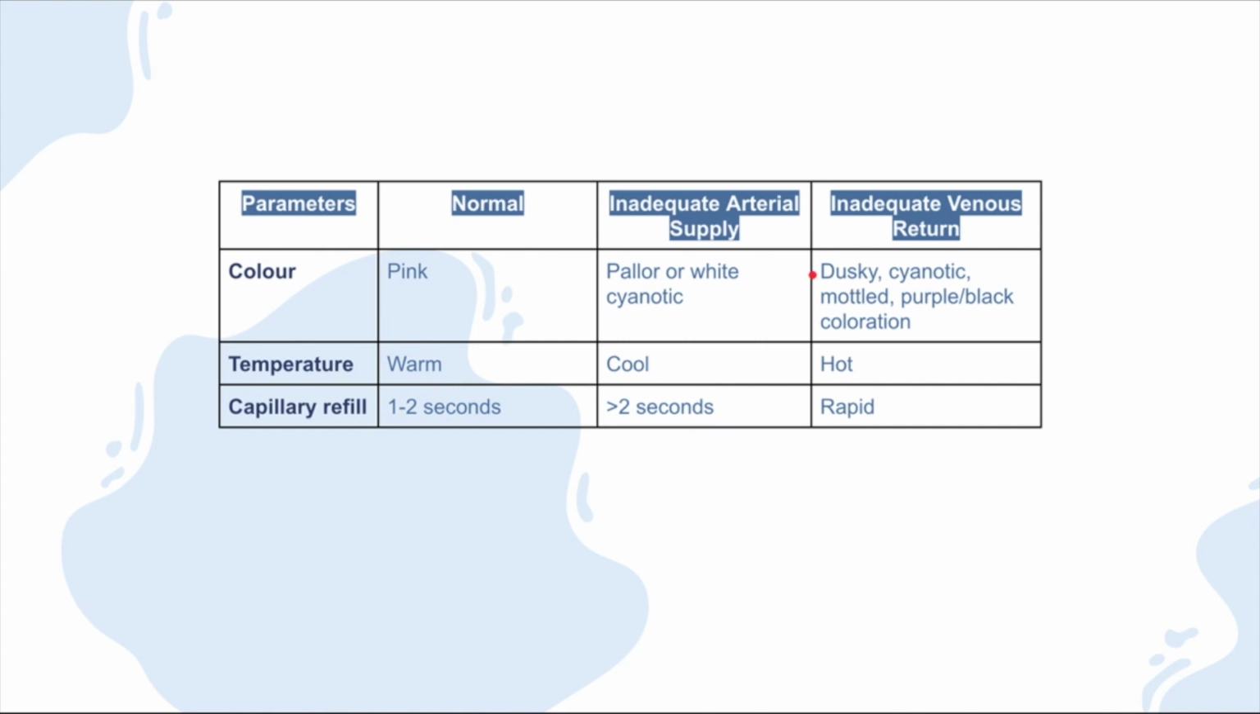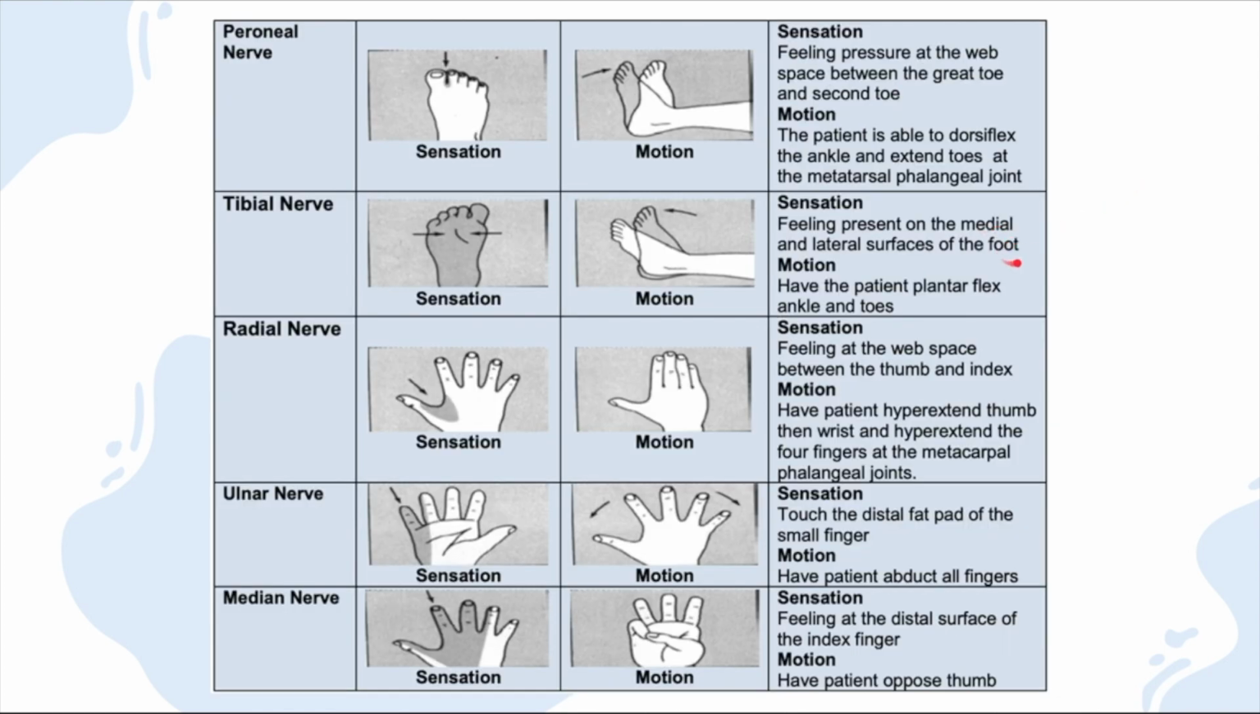For color, dusky, cyanotic, mottled, or purple or black coloration could indicate inadequate venous return. Hot temperature could indicate inadequate venous return, and rapid capillary refill time could indicate inadequate venous return. This picture is an indication on how to do the neurovascular assessment.